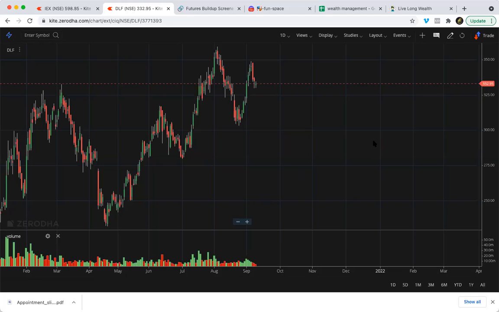Guys, how to make a system? That is also there, my friend. That's also there on our dashboard. Just have a look at it.